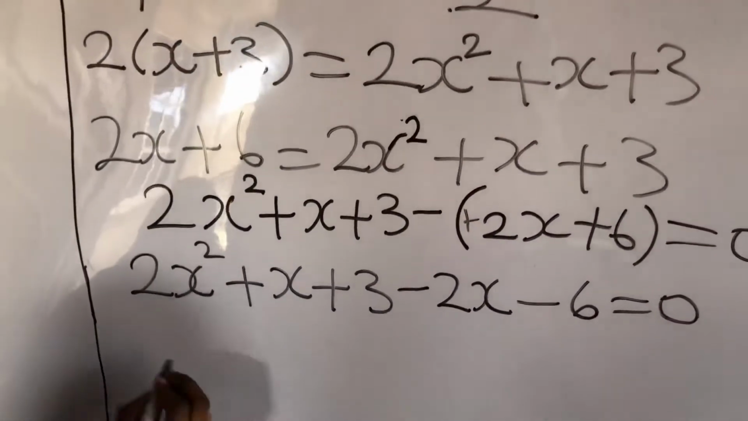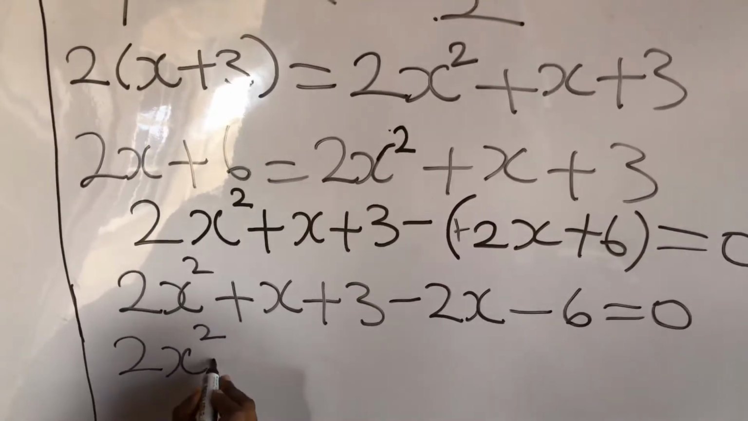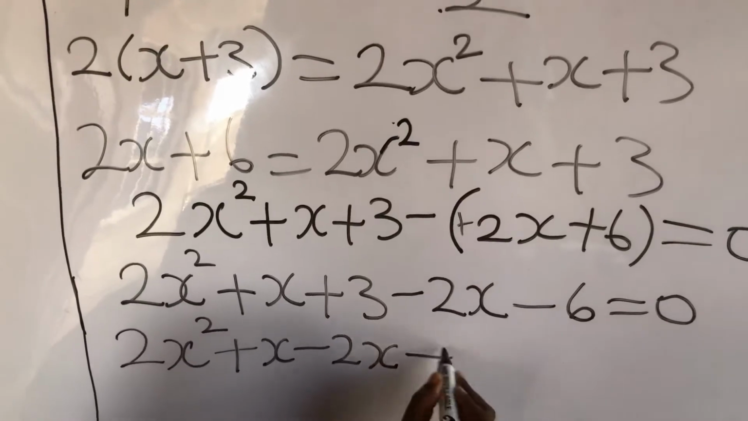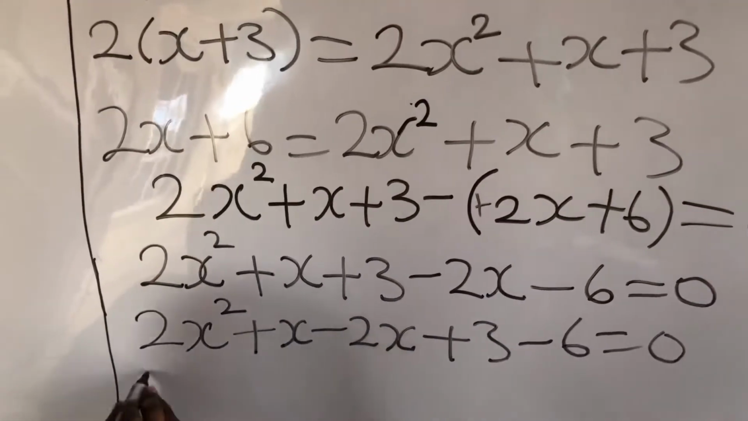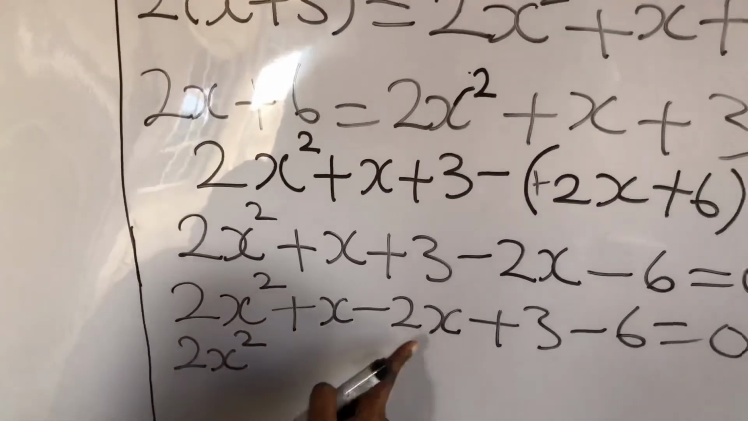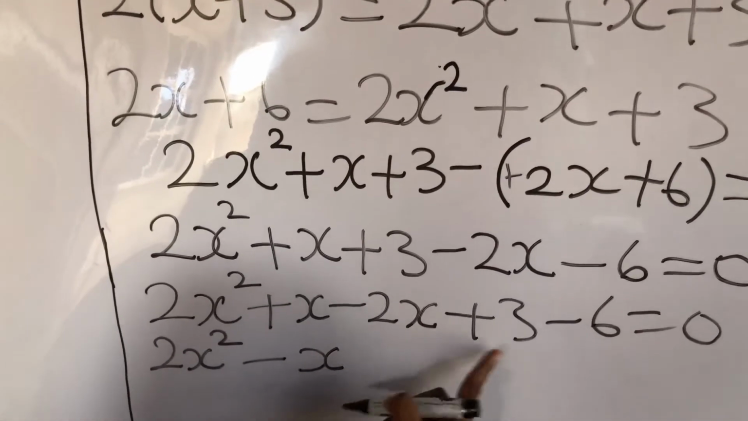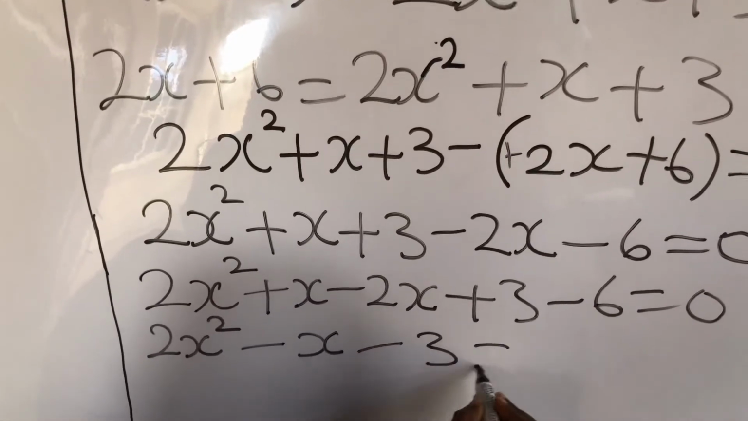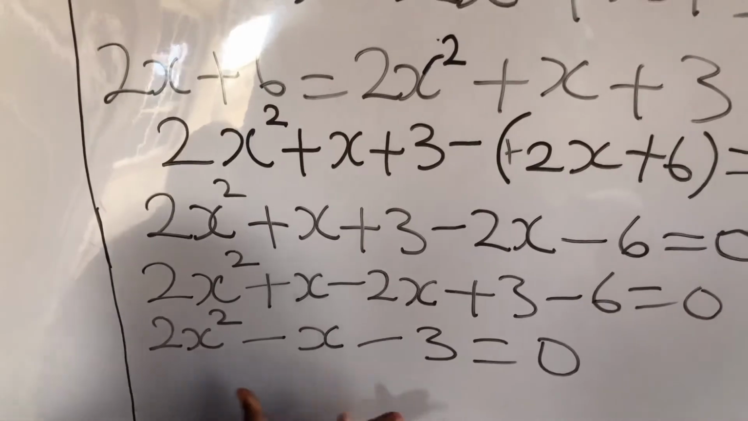So from here we have 2x squared plus x minus 2x plus 3 minus 6 is equal to 0. So 2x squared plus x minus 2x is equal to minus x. Plus 3 minus 6 is equal to minus 3, is equal to 0. So it has led us to a quadratic equation.